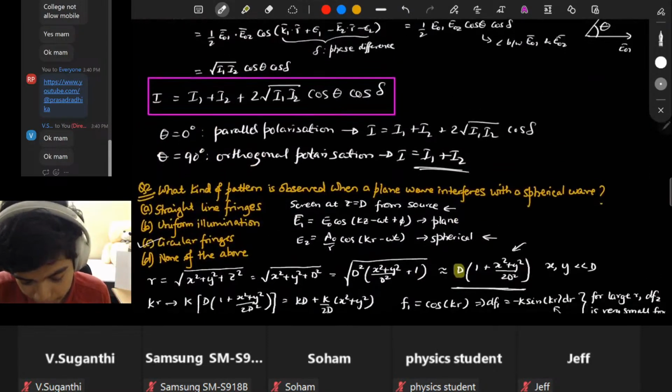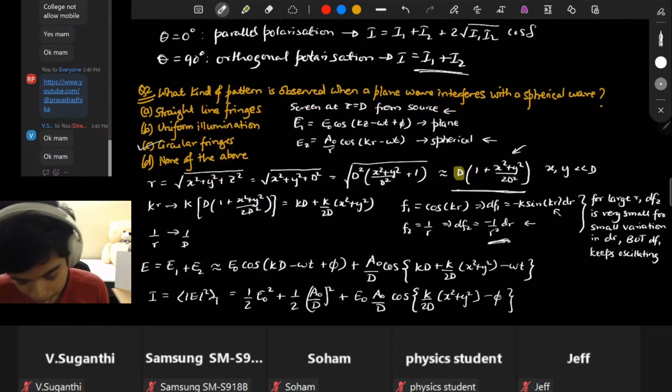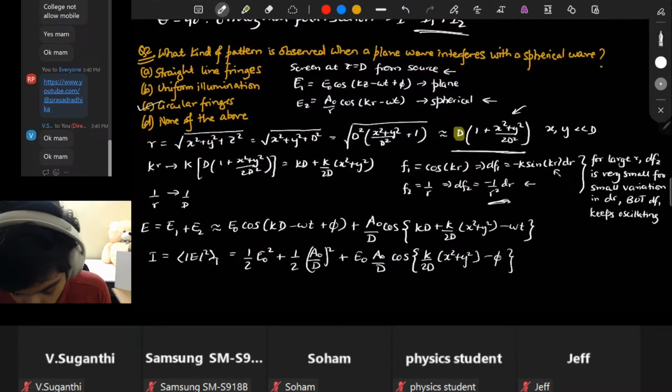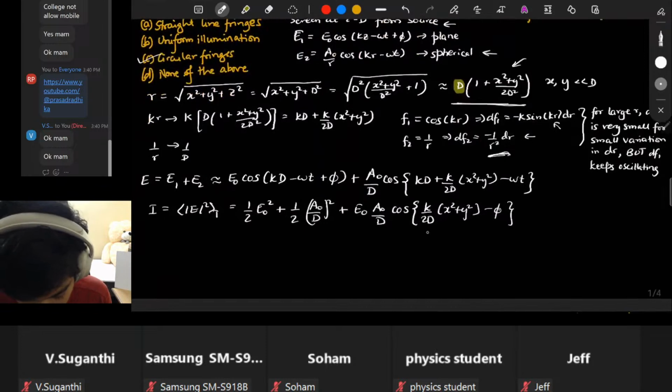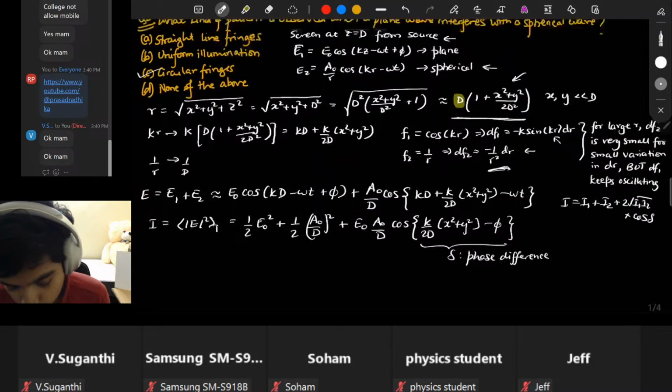How do I get this? This is because delta is the phase difference. So what is delta? This is basically delta, because that is what we get. I is I1 plus I2 plus 2 root I1 I2 into cos delta, where delta is the phase difference between the two waves. And how do you find it out?